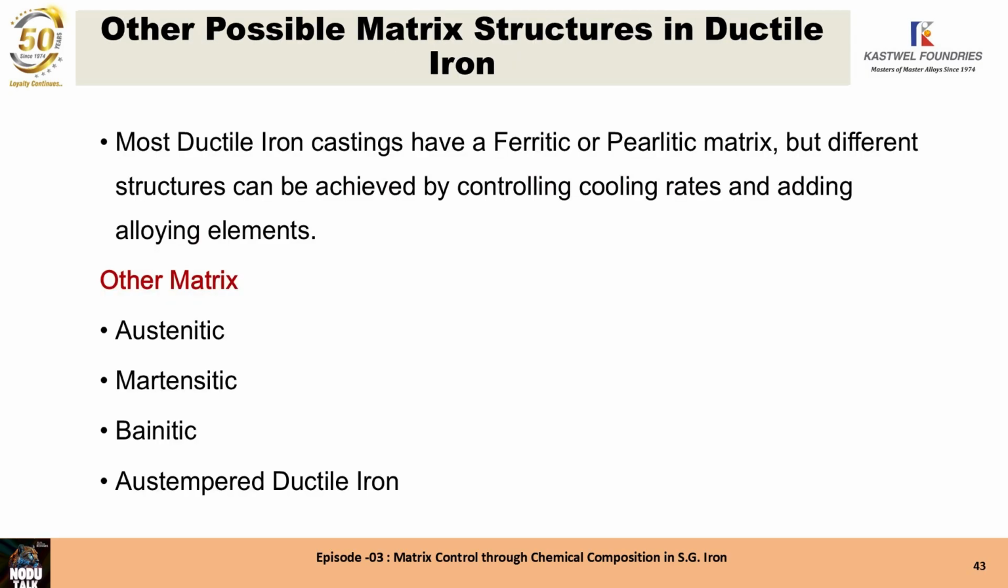Most ductile irons have a ferritic or pearlitic matrix, where different structures can be achieved by controlling the cooling rate and adding alloying elements. Other matrix structures are austenitic, martensitic, bainitic, and ADI, or austempered ductile iron.